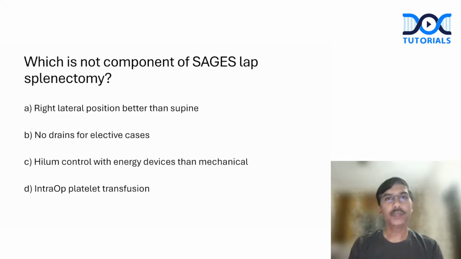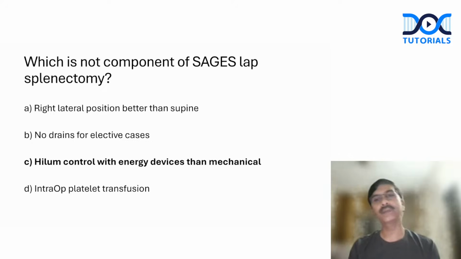The next question is: which is not a component of the SAGES guidelines, recent guidelines for laparoscopic splenectomy. They have come out with recent guidelines and their corresponding evidence. Which among the following is not a recommendation? Right lateral position is better than supine, no drains for elective cases, hilum control with energy device rather than mechanical device, and intra-op platelet transfusion. The answer is hilum control with energy device rather than mechanical is not a component of the SAGES recommendations for laparoscopic splenectomy.